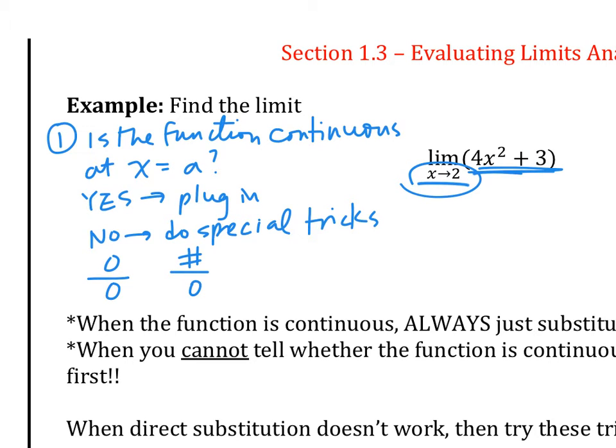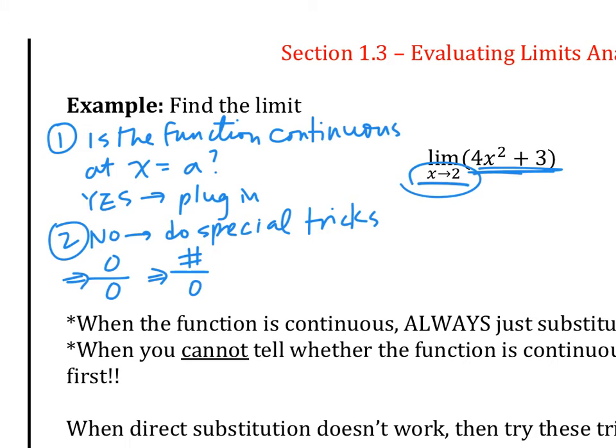Let's double check to see if there really is no limit, or it's just that I don't know what the limit is. So the first thing, again, check to see if the function is continuous at this x value. If yes, plug it in. If it's not continuous, then you do special tricks. And how do you know that the function is not continuous? Either you remember how the graph looks, or you plugged it in and got one of these things happening.